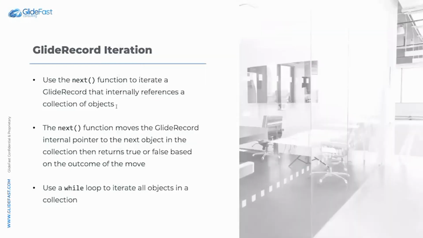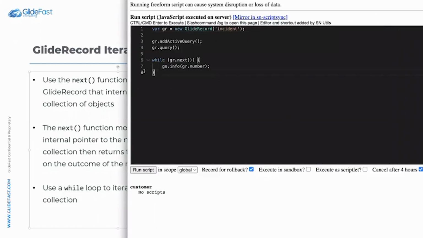So that's really what I'm touching on here: the reason we use while and not some other iteration method is because this is a Java object. You can't call forEach on it because it's not an array. You can try, though. Instead of a while, let's say we try to iterate it like we iterate an object in JavaScript, so for var record in gr. We know GlideRecord is a collection of records, not just one record, so I'm going to try to iterate all of them.